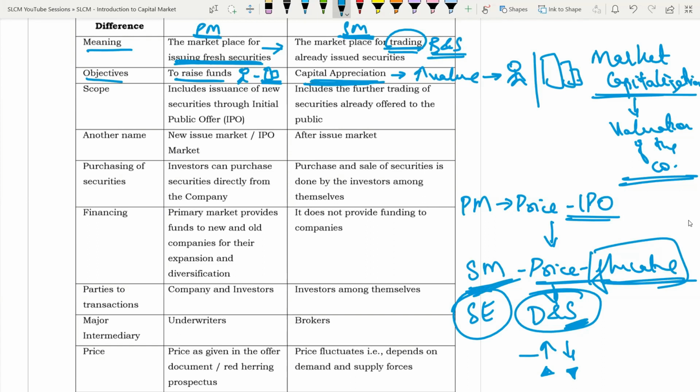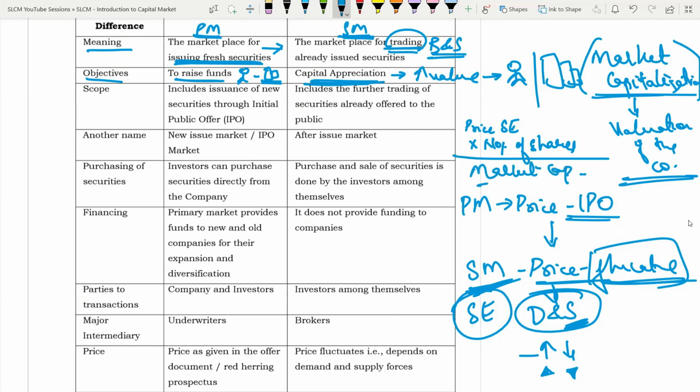Now, once this price fluctuates, how will we know the value of the company? To determine that, we have the concept of market capitalization. What is market capitalization? It is nothing but the price of securities on the stock exchange on a particular day into the number of shares of the company in existence. This is the formula to calculate market capitalization: the price of the securities on the stock exchange into the number of shares of the company will give us market capitalization.